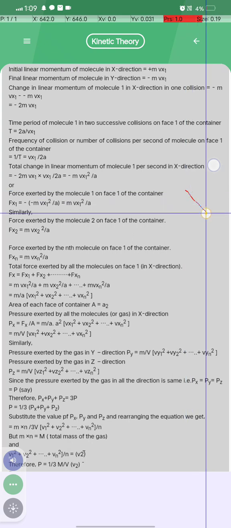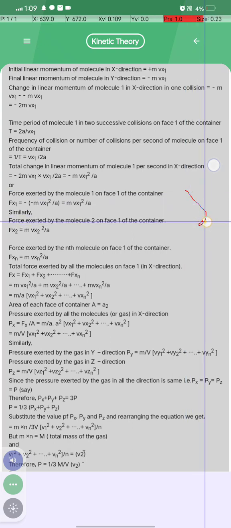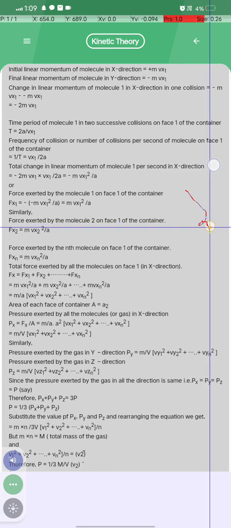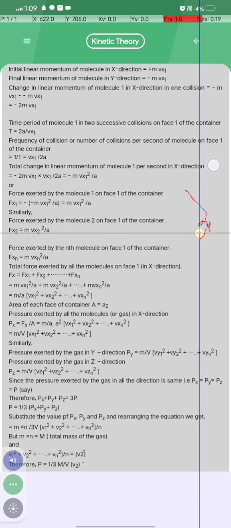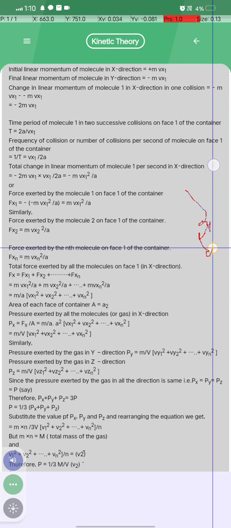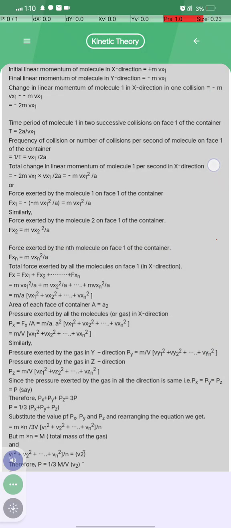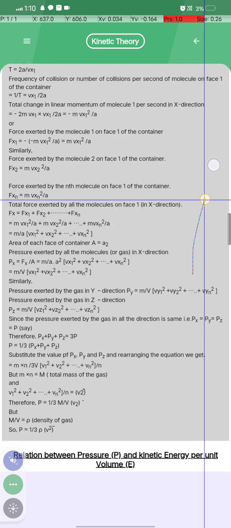Now finally, similarly, the force exerted by molecule 2 on face 1 of the container is fx2, equal to m vx2 square by a, and similarly the force exerted by the nth molecule on face 1 of the container.